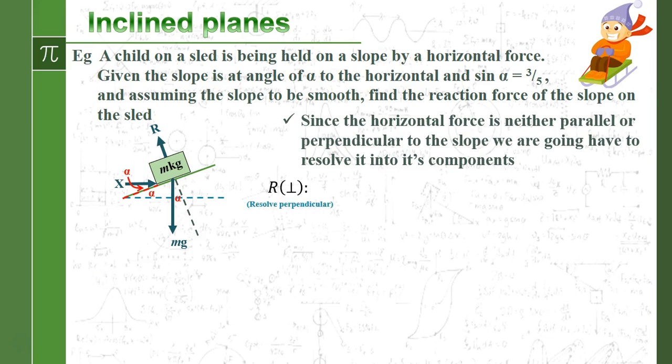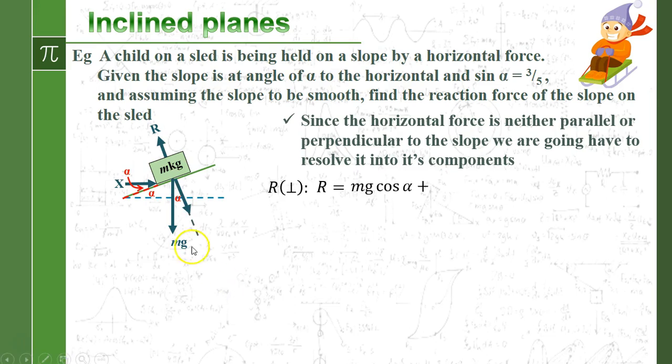So let's first of all resolve perpendicular to the slope. So we're going to be resolving in this direction here. So we've got upwards, we've got R. Now, this thing is not jumping off the slope, it's not sinking through the slope, so whatever forces are going upwards have got to be matched by the forces that are going downwards. And clearly we've got the force going downwards due to gravity, and so that's going to be mg cos alpha.